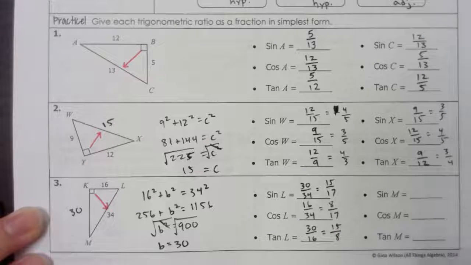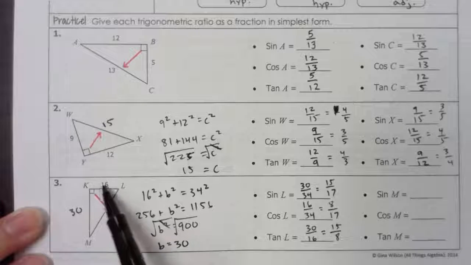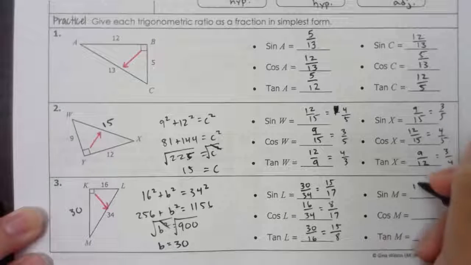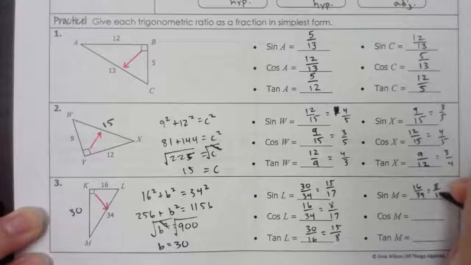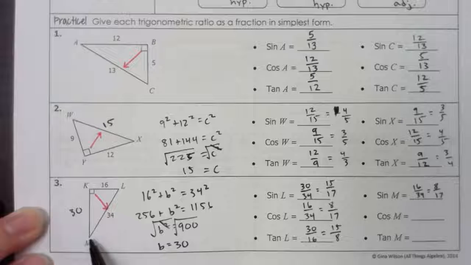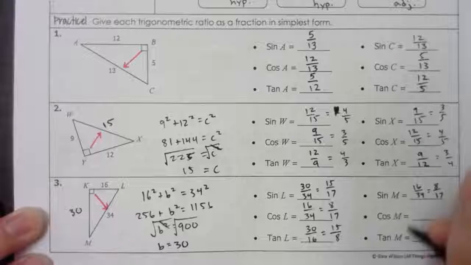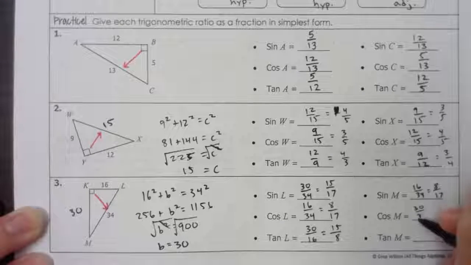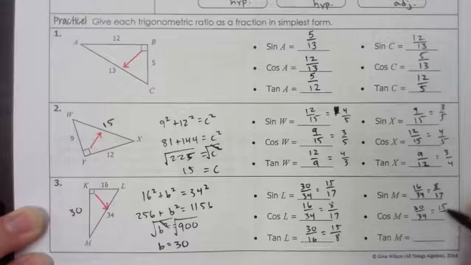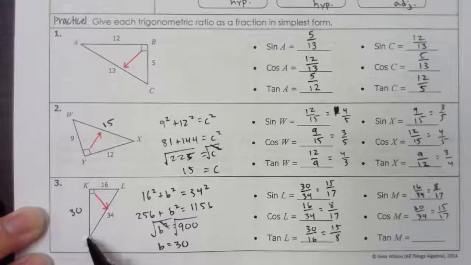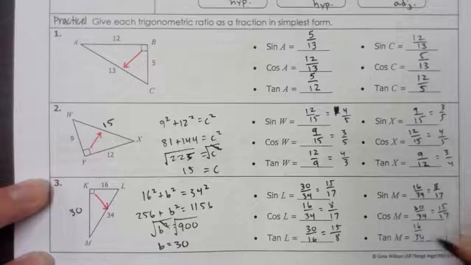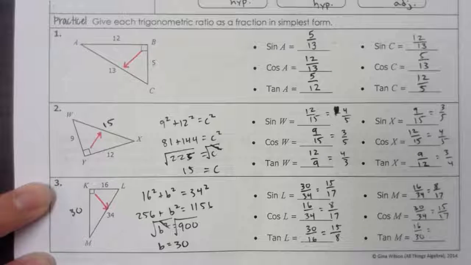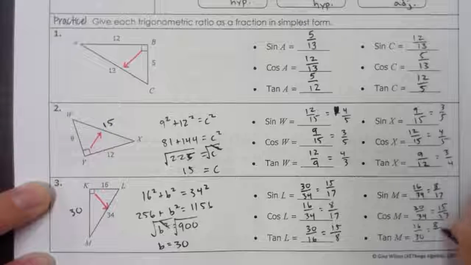For sine of M, so here's angle M, opposite over hypotenuse, I get 16 over 34, which is equal to 8 over 17. Cosine of M, so adjacent over hypotenuse, 30 over 34. And this is 15 over 17. And then tangent of M, opposite over adjacent, so 16 over 30. And that's equal to 8 over 15.